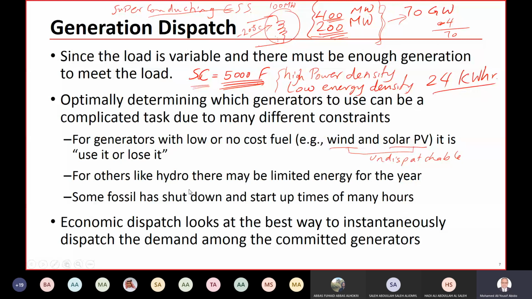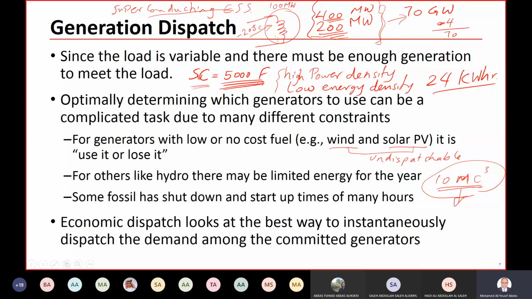For others like hydro, there may be limited energy for the year. And in hydro, you have also to be careful, or you have to look at the energy for the year. You have a reservoir, and the reservoir has a capacity, and you expect, for example, 10 million cubic meter rain, and you need to drain this 100 million cubic meter. And you have to drain this whatever.